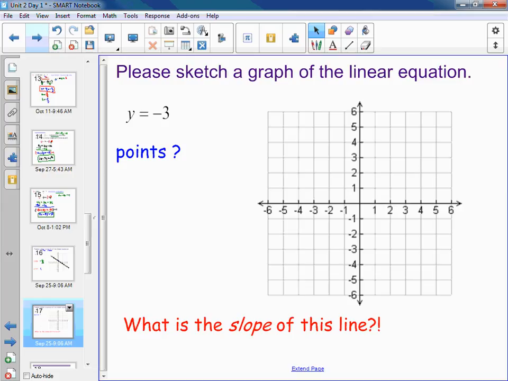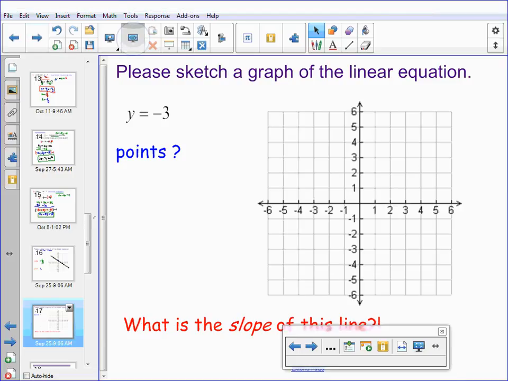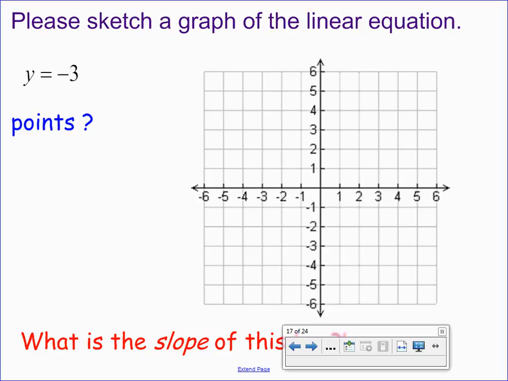Please sketch a graph of the linear equation. So if we're given slope-intercept form, it's easy to sketch a graph. In this case, I don't even have a slope m. I just have y equals negative 3. So this is one of our specials, which we might recognize from our parent functions last unit: y equals a constant k, y equals just some number. Think about what points would be on this line. What points satisfy this linear equation?